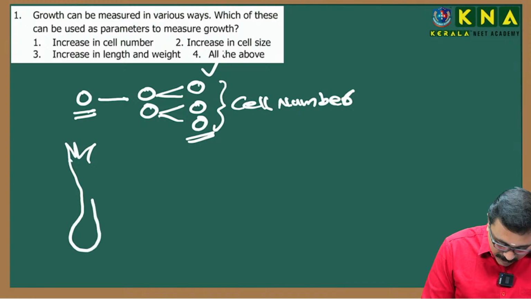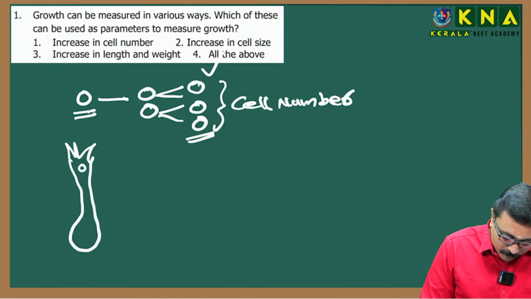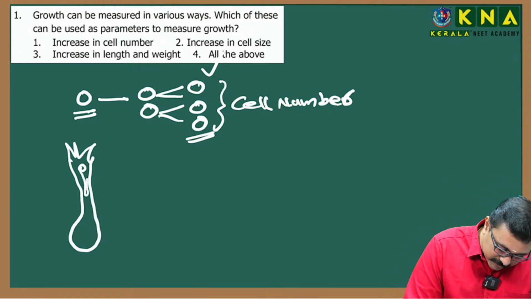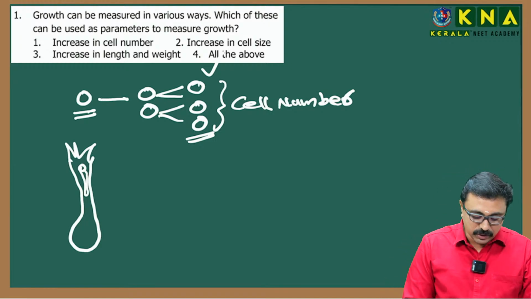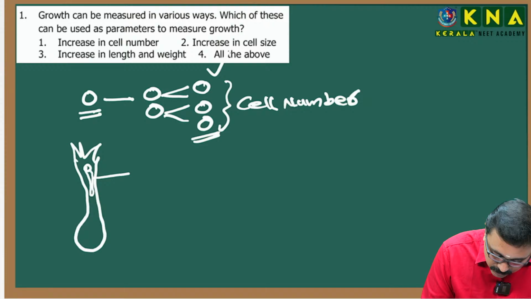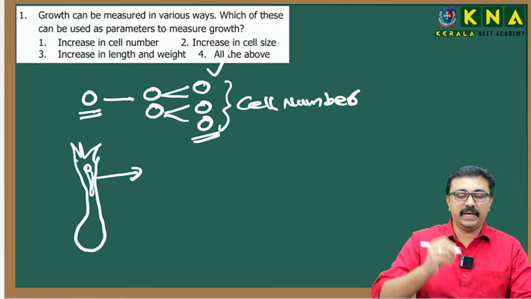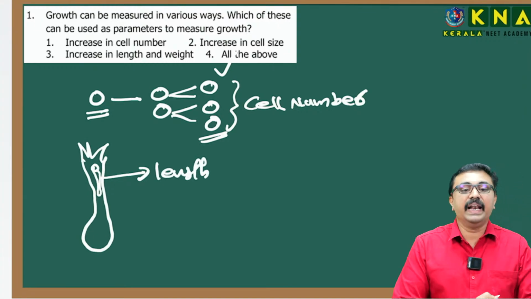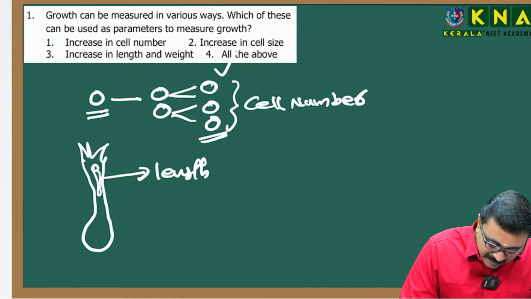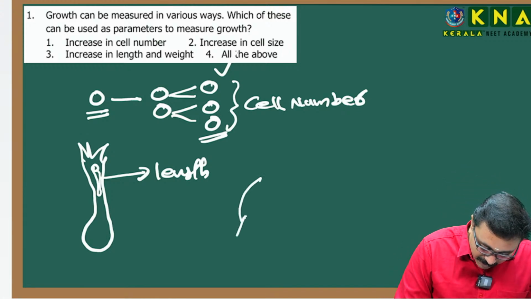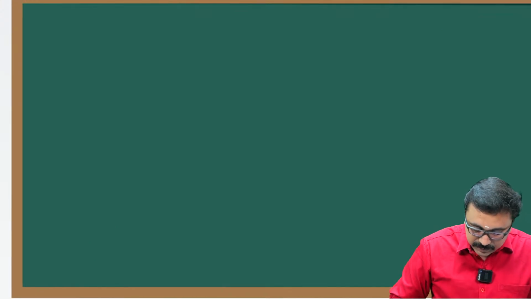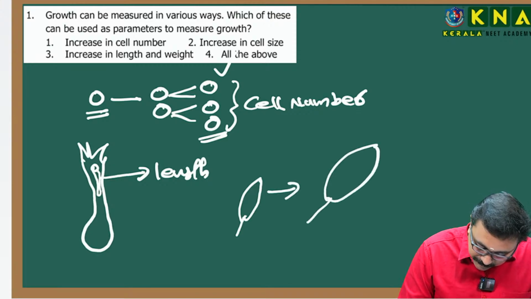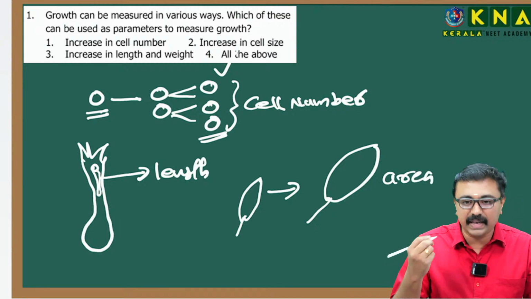Here you can see at the beginning only one cell, and then it undergoes division to form many cells. The number of cells increases. Next, this is a pistil, and after pollination, when a pollen grain falls on the pistil, it undergoes growth as a pollen tube. The pollen tube is showing growth, but in which pattern? Lengthwise. Pollen tube development is lengthwise. And here there is a small leaf. After some time this leaf expands, that means the area of the leaf increases.